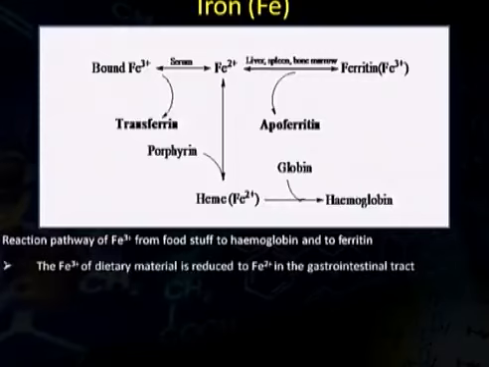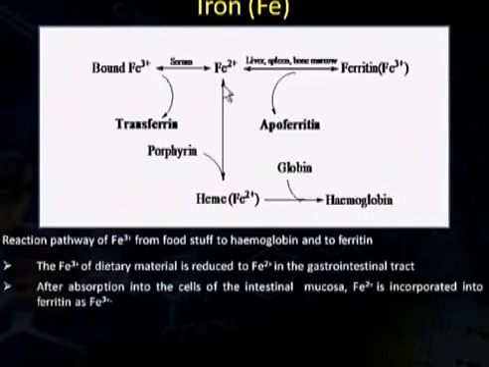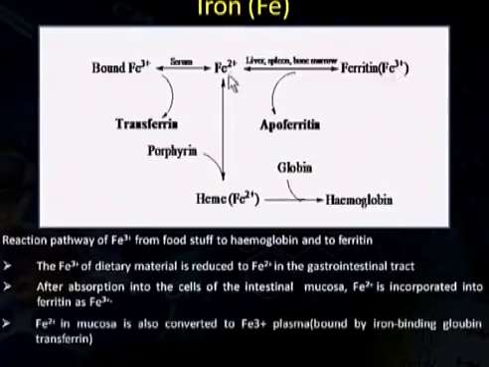This is the reaction pathway of iron from foodstuff to hemoglobin and to ferritin. First of all, the ferric present in the dietary material is reduced to ferrous in the gastrointestinal tract. After absorption into the cell of the intestinal mucosa, this ferrous is incorporated as ferritin. Ferrous in mucosa is also converted to Fe3 positive, that is ferric plasma, which is bound by the iron binding globulin, that is transferrin.